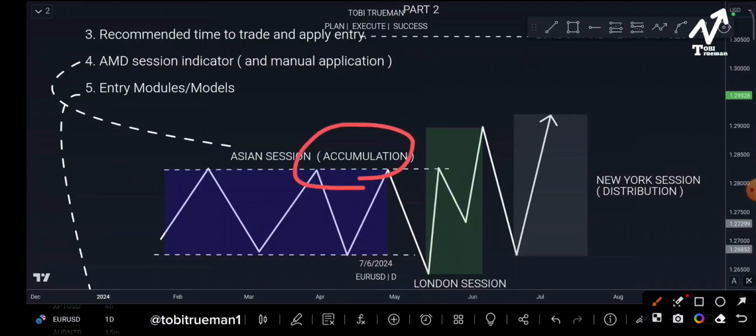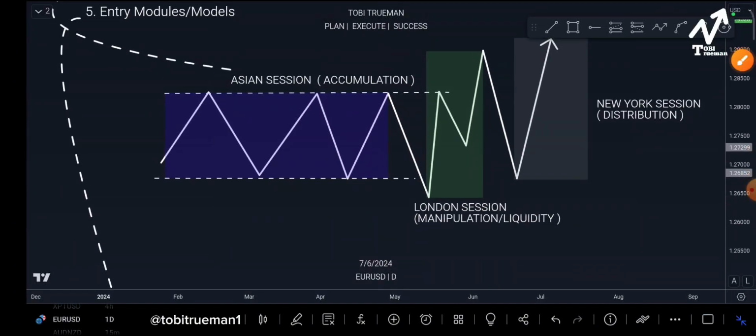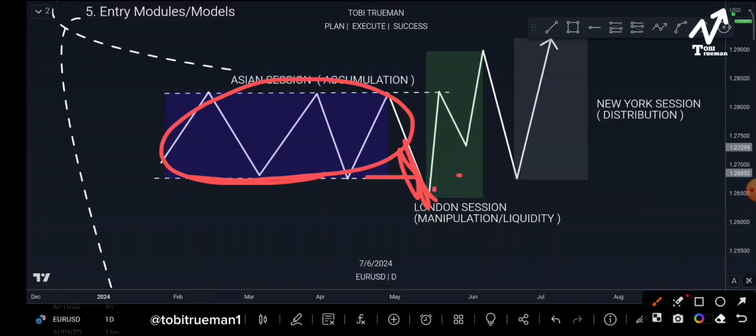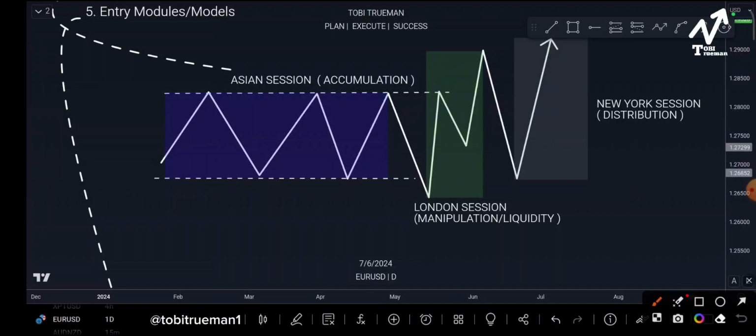Then when price now goes out of that range and begins to push upward, this is called manipulation, and we can say that is for London session. Okay, London session is mostly used for manipulation. You can see that it is during London session that this price went outside this range. Okay, then it went up again. When it went outside this range, many people will be selling, because majorly they don't understand market structure.